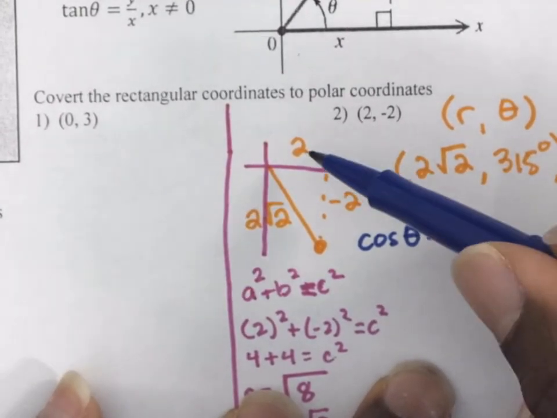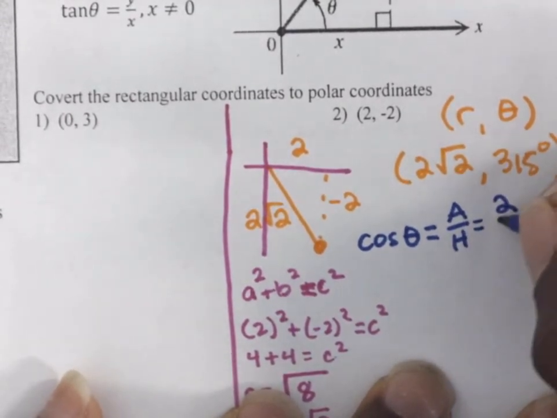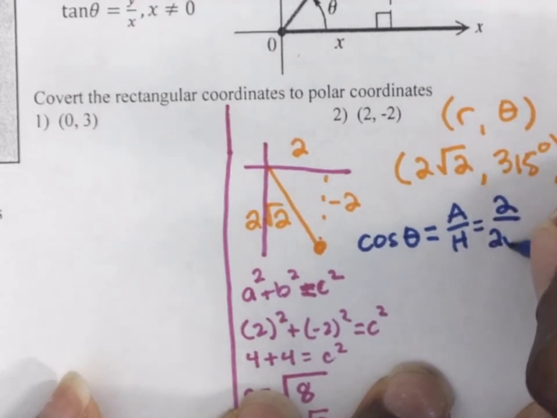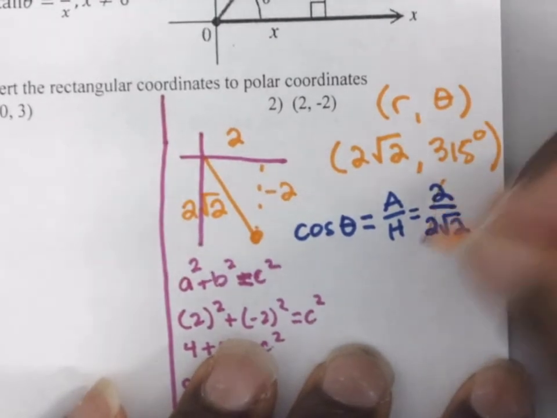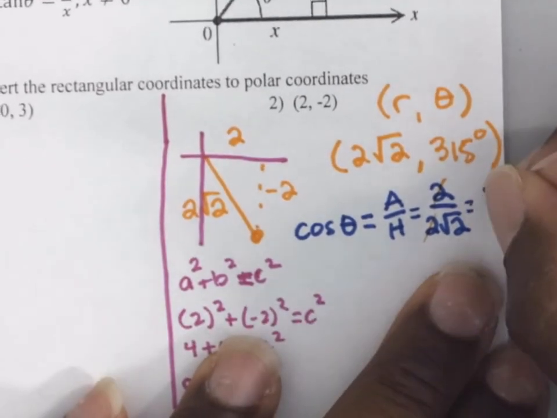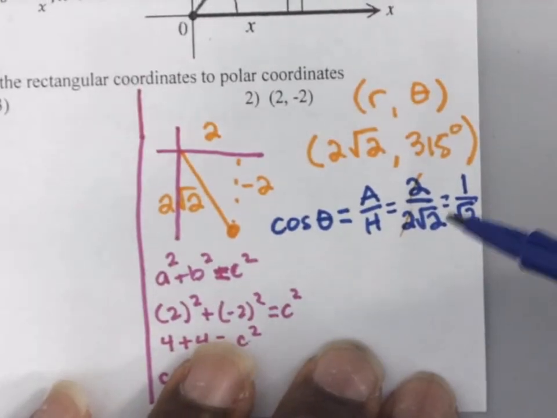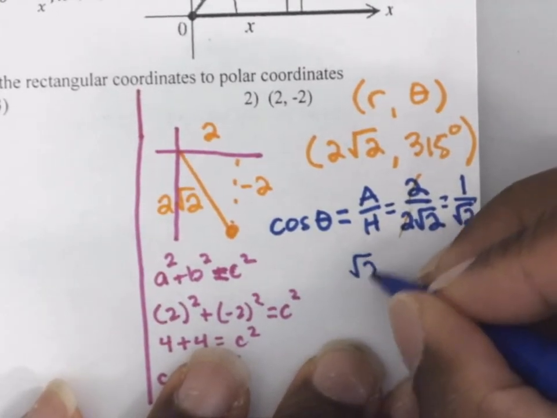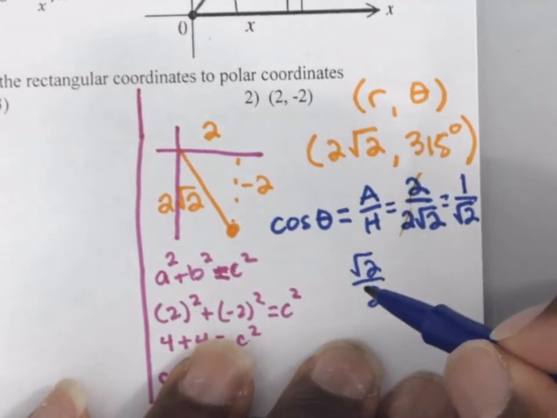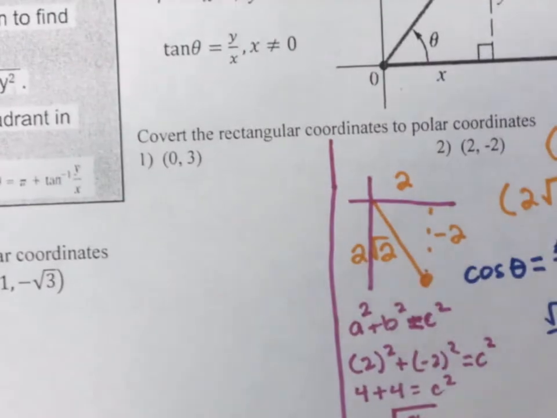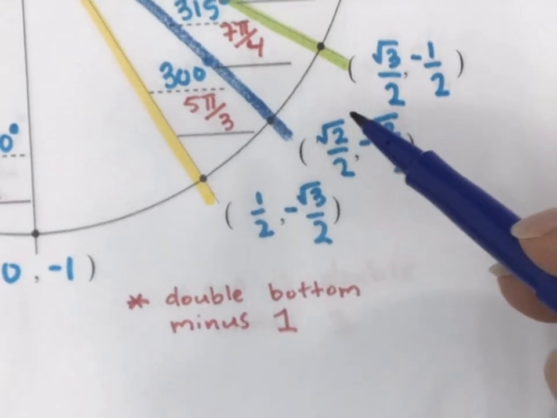What is the adjacent side? What's the hypotenuse? The 2's cancel. I get 1 over root 2. When I rationalize it, what do I get? Root 2 over 2. So my question would be, at what angle does cosine come out to equal root 2 over 2? And your answer would be, oh, the 45 in the fourth quadrant, which is 315.